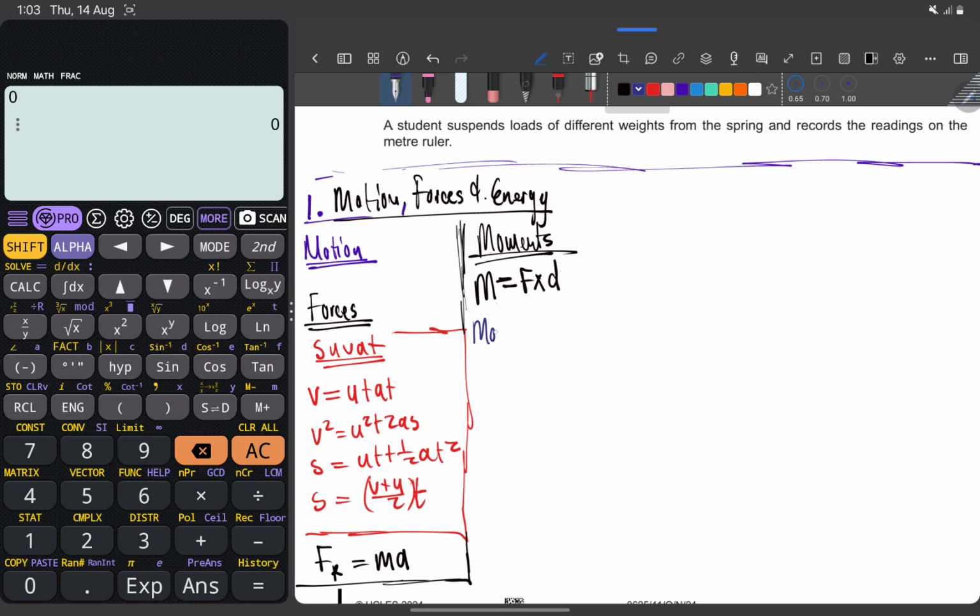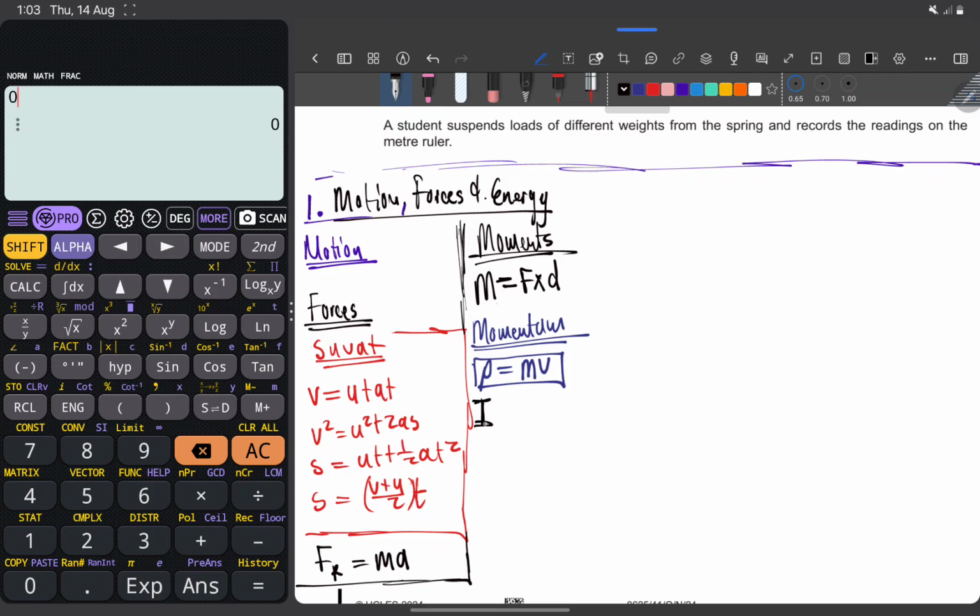Then we're going to have again momentum, and momentum is just going to be this standard P. It is going to be mass times velocity. Now, in momentum, there's a law you must know, which is going to be the law of the conservation of momentum. First, let's talk about this thing called impulse.